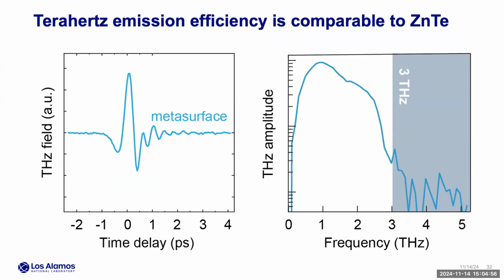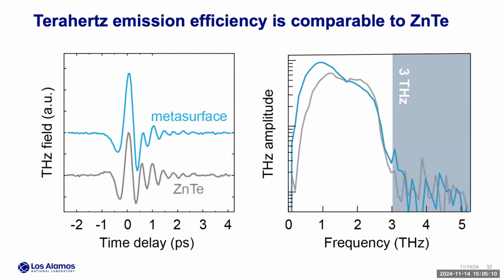If you look at the terahertz emission efficiency, this is a terahertz waveform from the metasurface. And you can also look at the bandwidth. The bandwidth is actually limited to 3 terahertz from our detection crystal. If we compare this to the zinc telluride crystal, it's comparable. So this is a pretty efficient emitter, both in terms of the efficiency and in terms of the bandwidth.